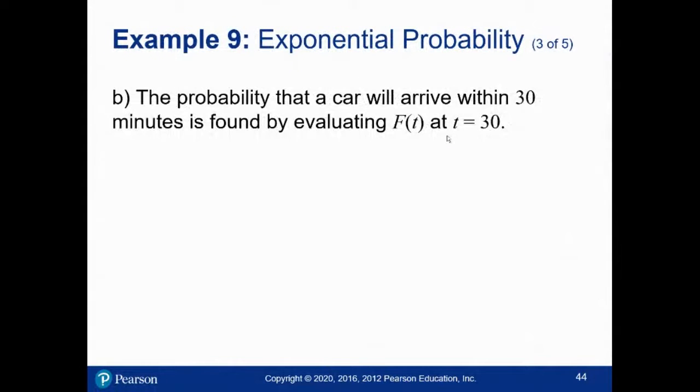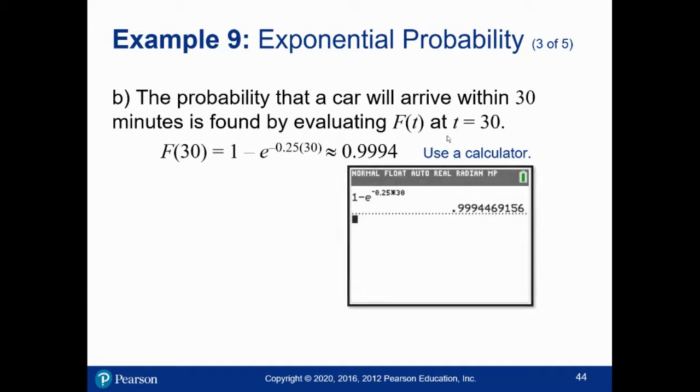What if I wait 30 minutes? Well, on average, they're arriving every 4 minutes. So I think this is going to be very, very likely. It is quite likely that within 30 minutes, a car will have showed up. Well, we just plug in t equals 30, and we get 99.94%. Yes, it is very, very likely a car has showed up.